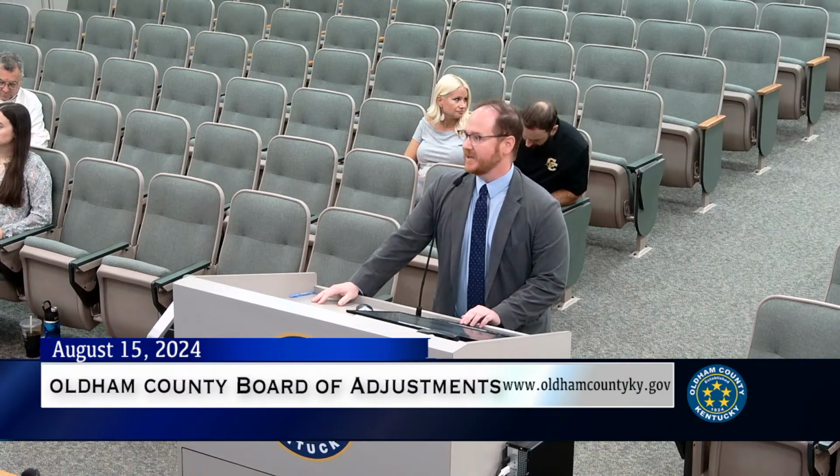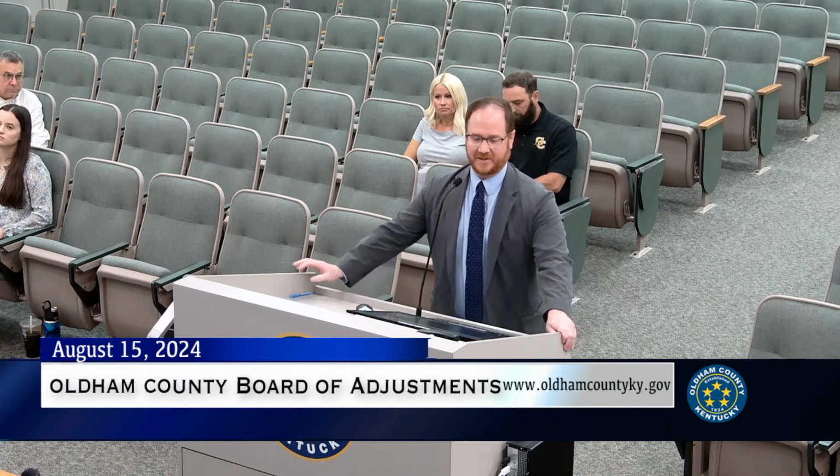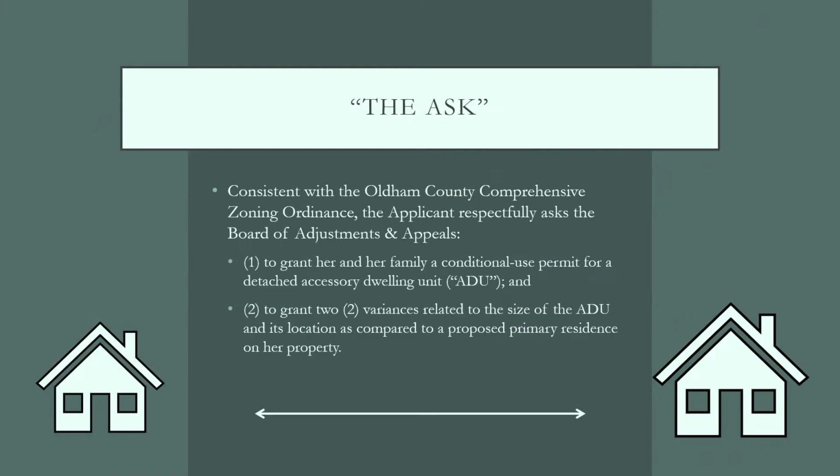Okay, so again, here's my initial pitch. What's the ask, as I like to call it, every time I make a presentation. Consistent with the Oldham County Comprehensive Zoning Ordinance, Mrs. Jenkins and her family are respectfully asking this body to grant her a conditional use permit for a detached accessory dwelling unit, or an ADU, which I'll refer to throughout the rest of this, and to grant 2 variances related to the size of the ADU and its location as compared to a proposed primary residence that they expect to build, or hope to build, I should say, on the property.